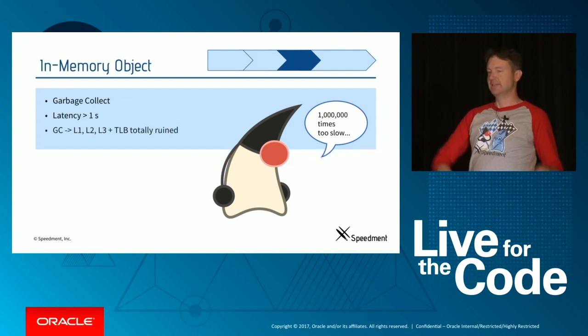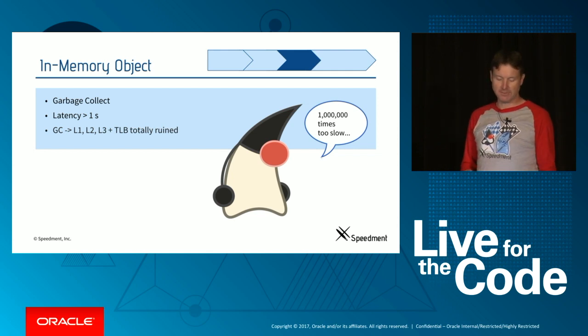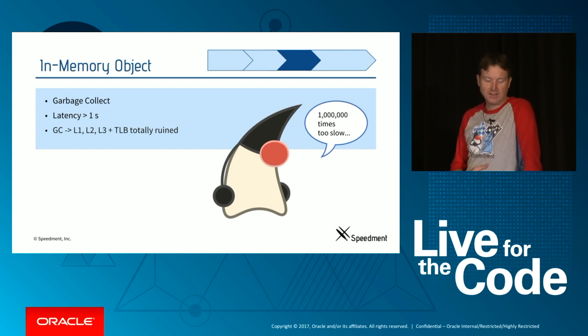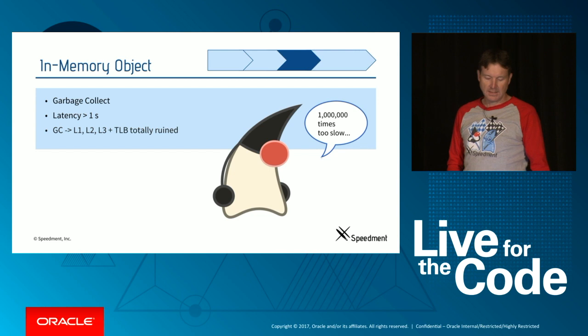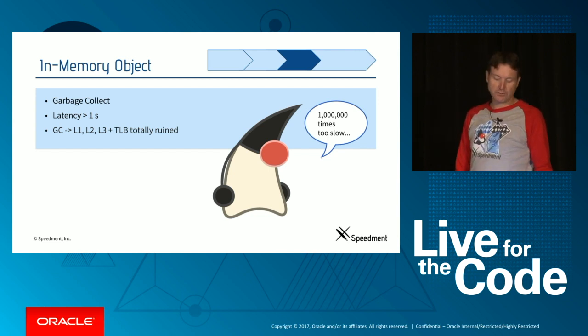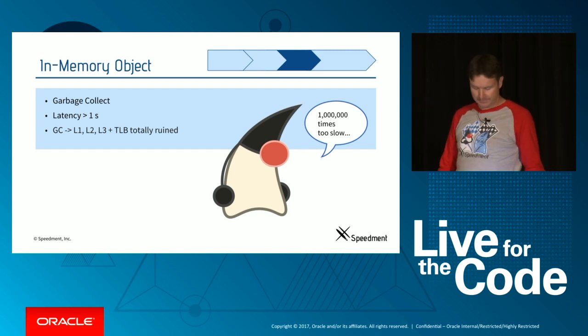So let's assume that we have everything as objects in memory, in the actual JVM itself. Well, then if we have much data, we will be subject to garbage collection. And if you have more than maybe 20 gigs or so, your latency will easily exceed 1 second if you mutate your heap. And of course, by definition, a garbage collect will totally ruin your L1, 2, and 3 caches. They will be completely reset because the JVM will iterate over your entire memory set. So this is like 1 million times too slow.